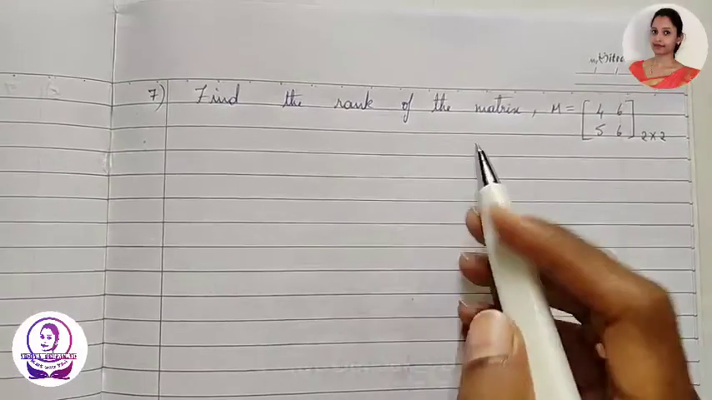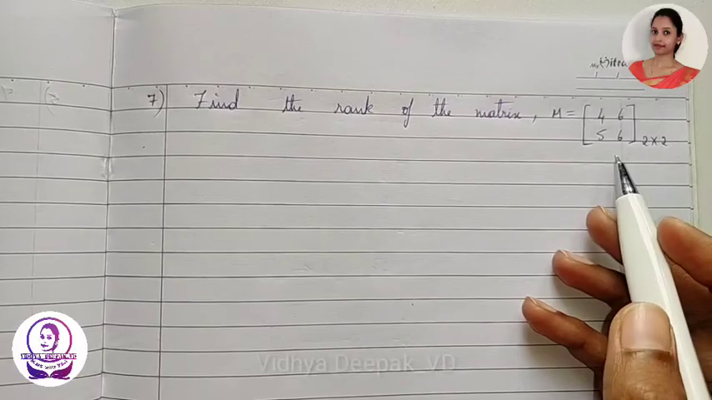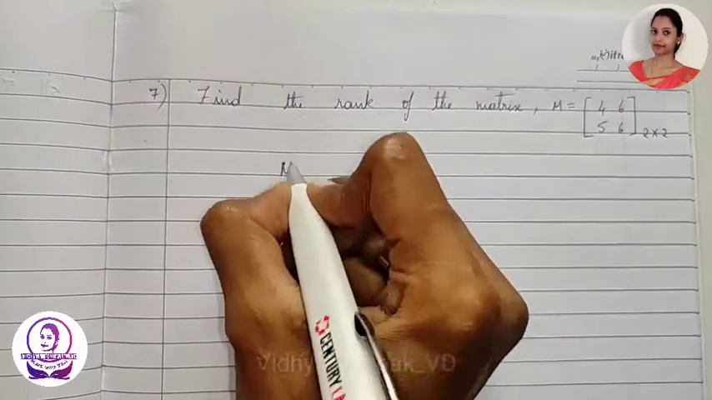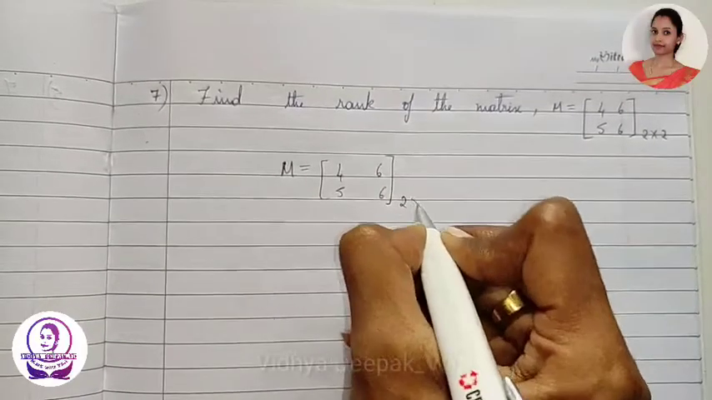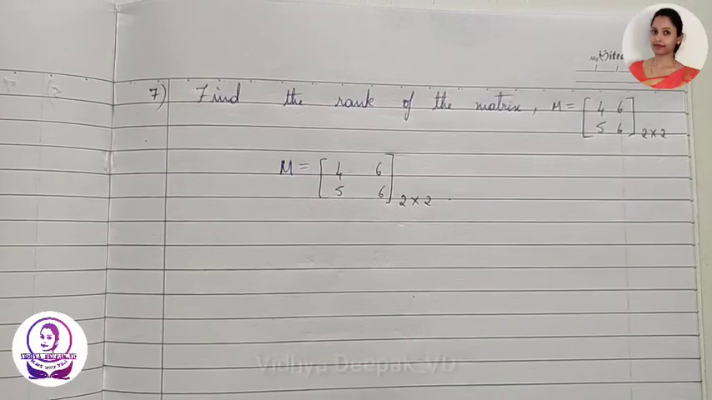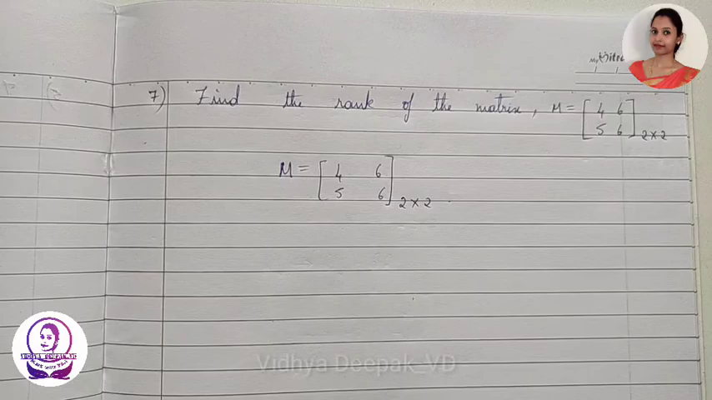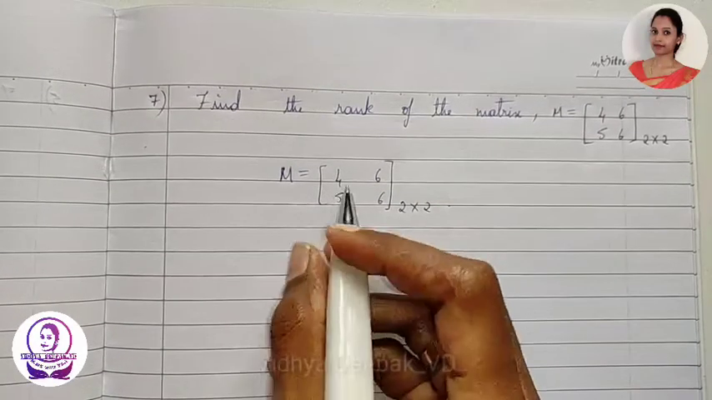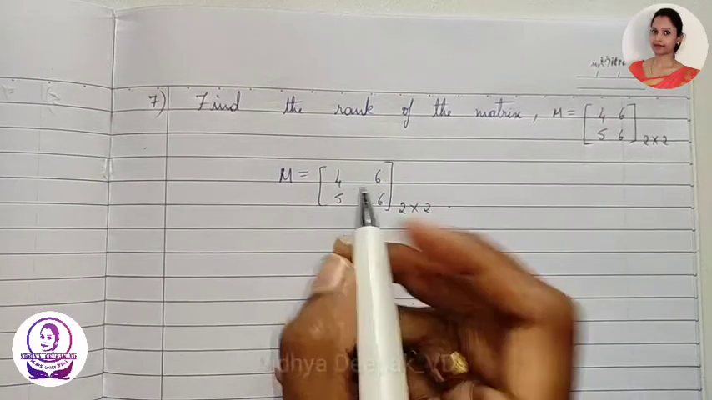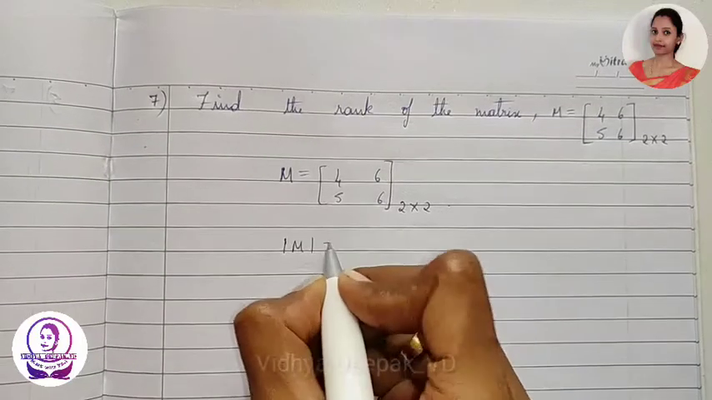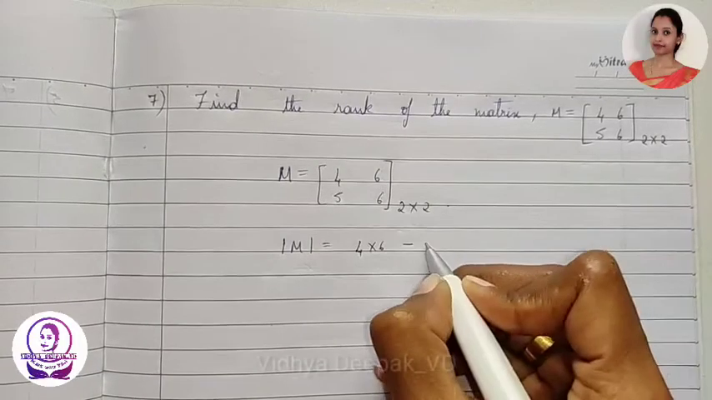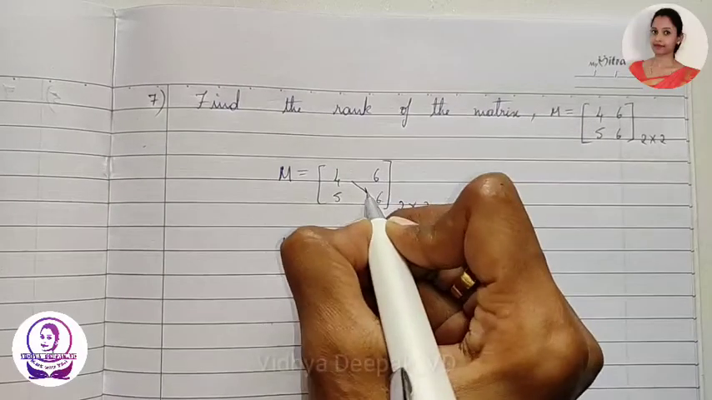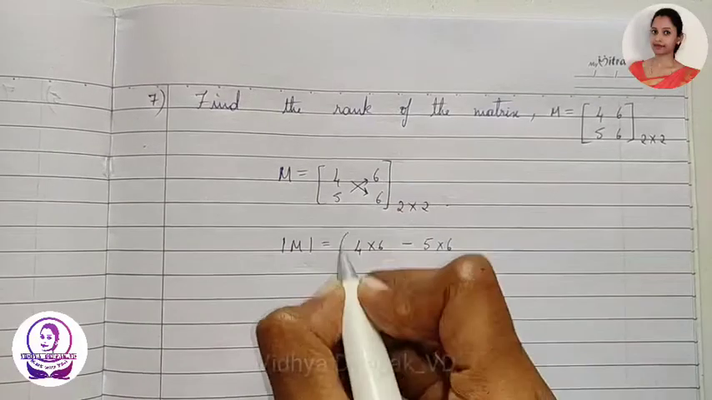Okay, now let's see how to find the rank of a 2 cross 2 matrix. Here our matrix is 4, 6, 5, 6, which is a 2 cross 2 matrix. Now we are going according to the rules of the definition. Do you remember? So first we have to take the determinant of this matrix. How to take the determinant of M? It's nothing but 4 into 6 minus 5 into 6.